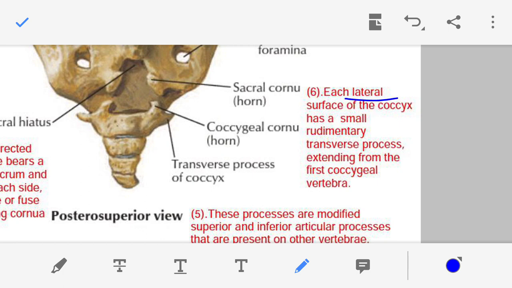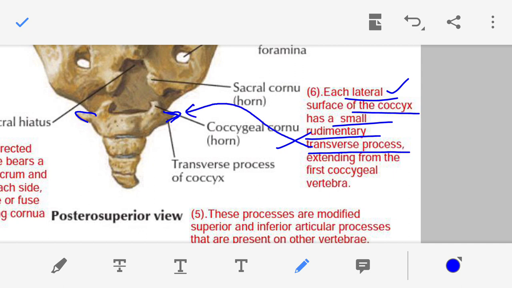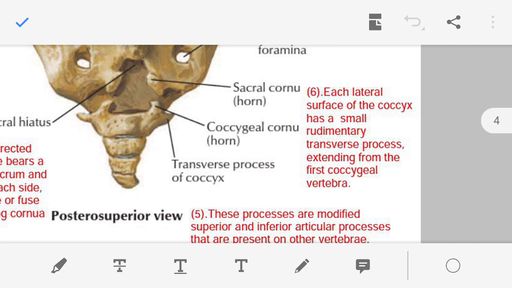Now each lateral surface of the coccyx has a small rudimentary transverse process. For example, this one, and this one. So, on each lateral surface, small rudimentary transverse processes are present, and they are extending from the first coccygeal vertebra. For example, this one is the first coccygeal vertebra. So this is the sixth point of our discussion.